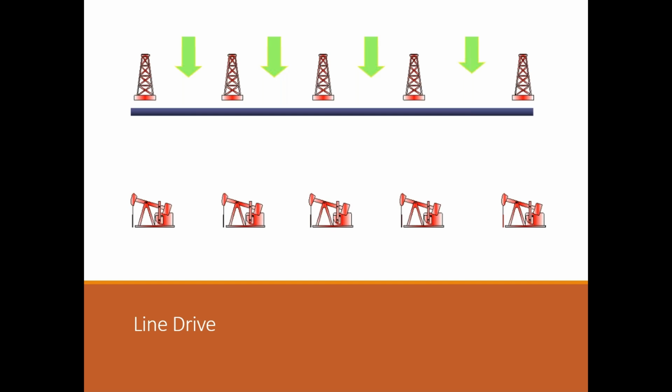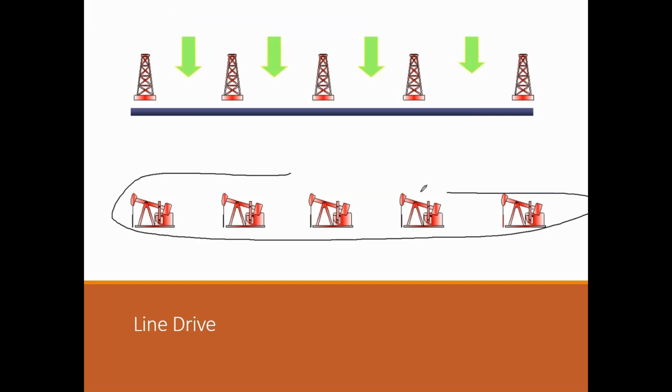Suppose I am showing you an example of line drive. So you can see all the bottom part. This is the producer, it represents the producer wells, and this is the injector category.